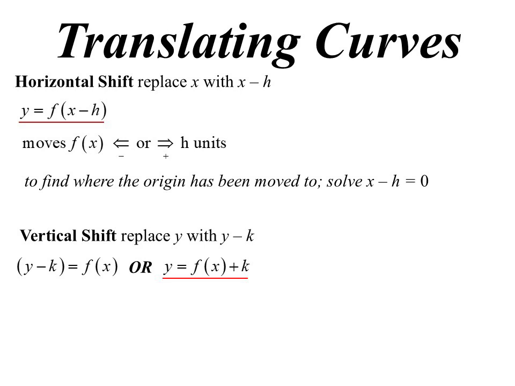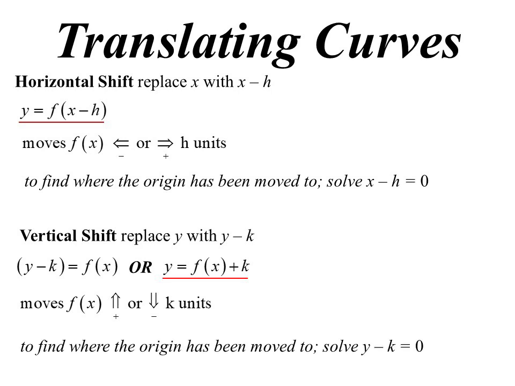But what we're really doing is substituting in y minus k for y. That's a vertical shift. X minus h for x, that's the horizontal. The x value is changing or the y value is changing. So this will move it up or down, depending again whether that's a positive or a negative number. And again, if you're unsure, you can always solve y minus k equals 0, and it will tell you. So now we see something like this.